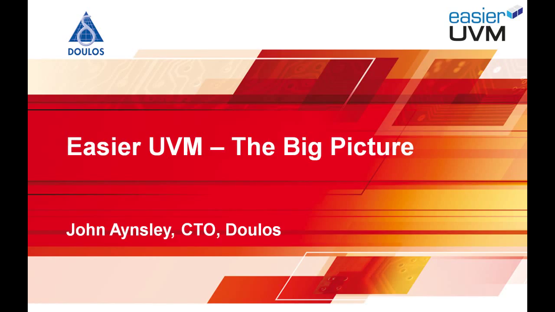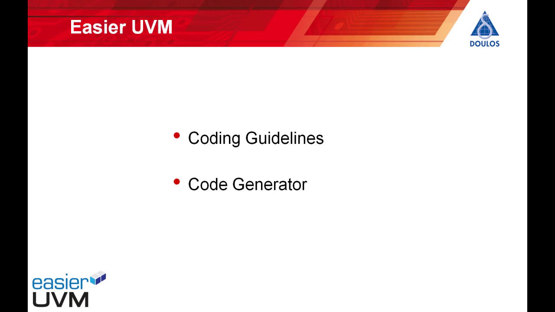In this video I'm going to be describing Easier UVM, the big picture. Easier UVM consists of a set of coding guidelines for writing UVM code and also a code generator that generates UVM code compliant to those guidelines. In this video I'm going to focus on the big picture of UVM. That is, I'm going to describe the main components of a UVM verification environment and what they're for.